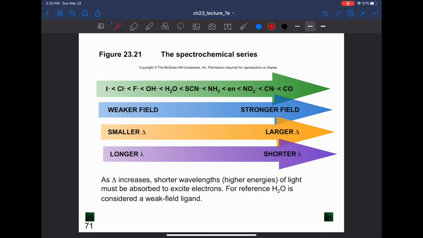How to determine the spectrochemical series? The more the charge on the ligand, the weaker the field ligand. Iodide is the weakest field ligand, and as you go toward carbon monoxide, which is the strongest field ligand, you go from a smaller energy to a larger energy, and from a longer wavelength to a shorter wavelength. As you increase the delta value, shorter wavelengths of light must be absorbed to excite the electrons. For example, H2O is considered a weak field ligand, and NO2 minus is considered a strong field ligand.